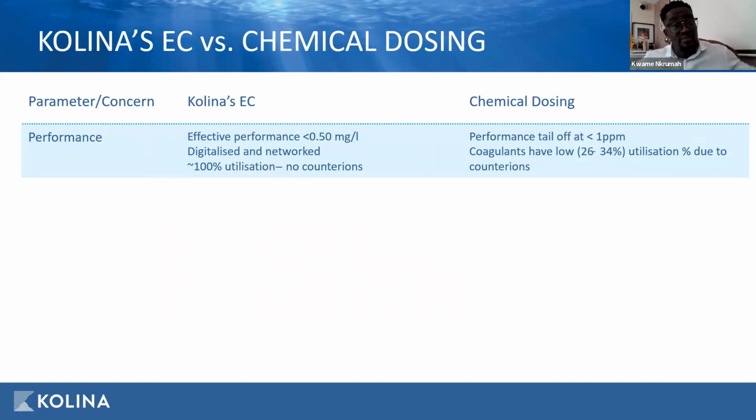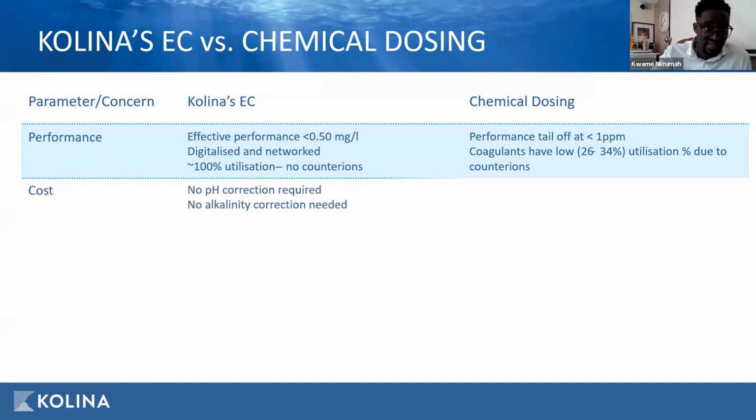So our system is always going to be compared against chemical dosing, because that is currently the principal system on the market. In terms of performance, chemical dosing systems tend to tail off once you hit about 1 mg/L, and that's just because of mass transport limitations. That is not the case with electrocoagulation.